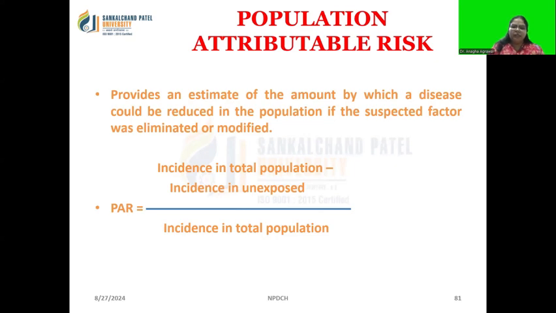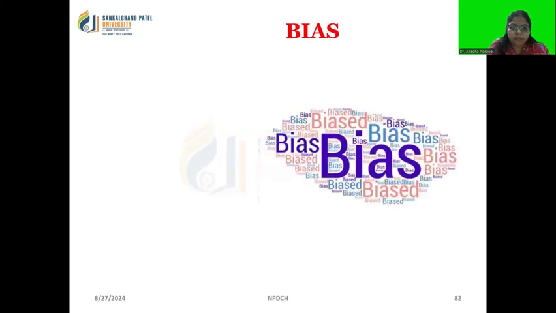Then the last one is the population attributable risk. It provides the estimate of the amount by which a disease could be reduced in the population if the suspected factor was eliminated or modified. So this is again like attributable risk. If we take the previous example, if 90% is the attributable risk and we remove that risk factor from people's lives, 90% of people may not develop that particular disease. That is the meaning of attributable risk or population attributable risk.